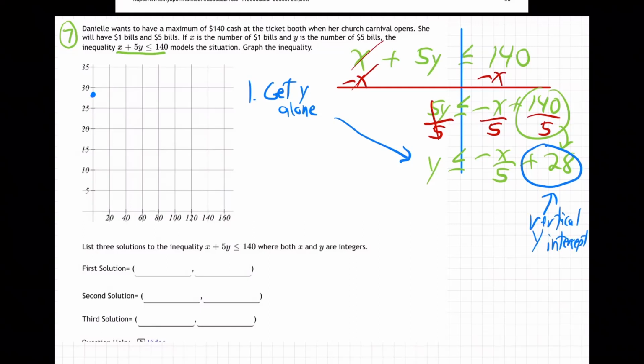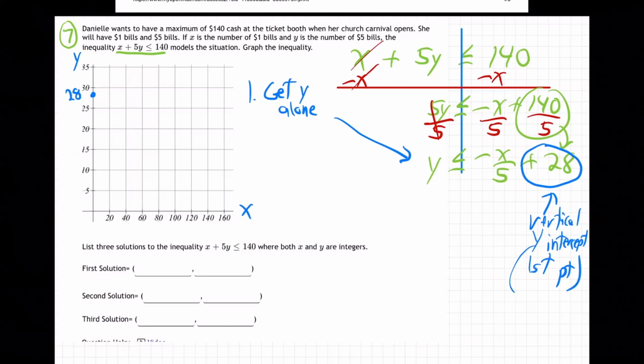So you see 28 is going to be a little closer to 30. So when you do the graph, you got to just do it a little carefully. This is the Y axis here, and this is the X axis there. So the 28 is up there closer to 30. So start with that. That's your vertical Y intercept. That's your first point. That's how we always get our first point.